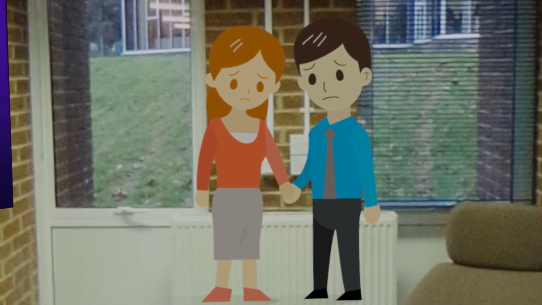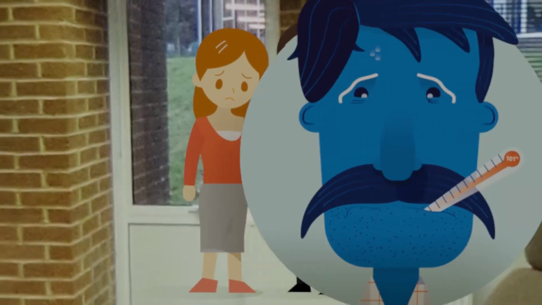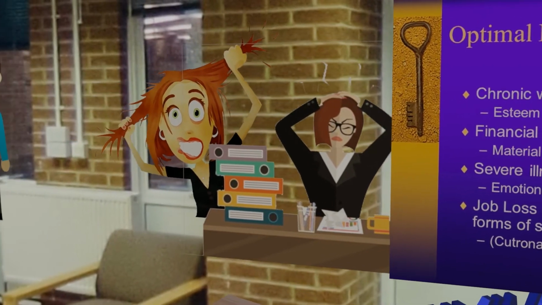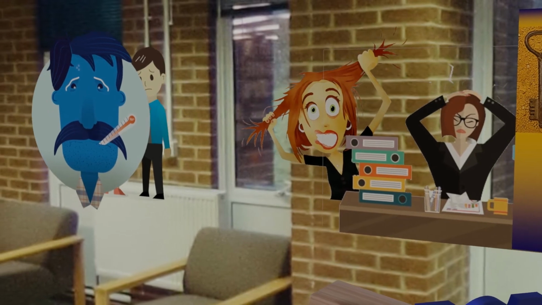Now, in the event of job loss or bereavement, we require multiple forms of social support. All of this matching of types of social support to specific events is what's called the matching hypothesis. We match particular forms of social support to particular life events.